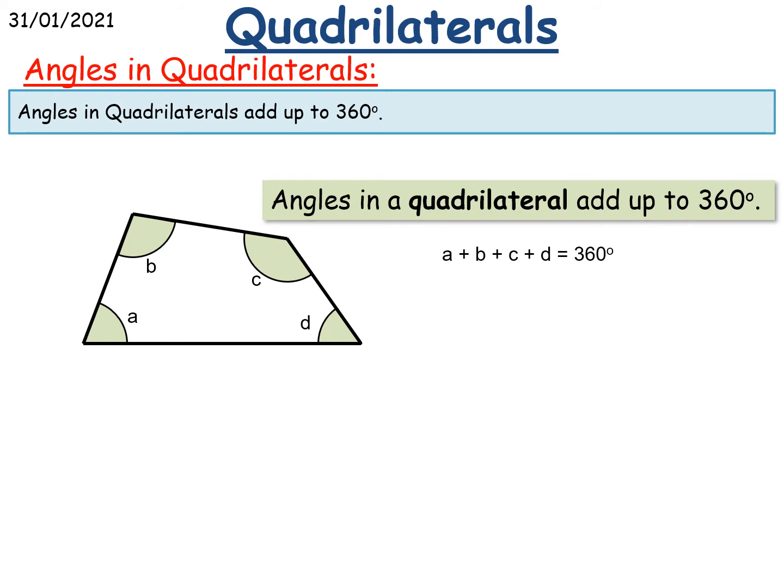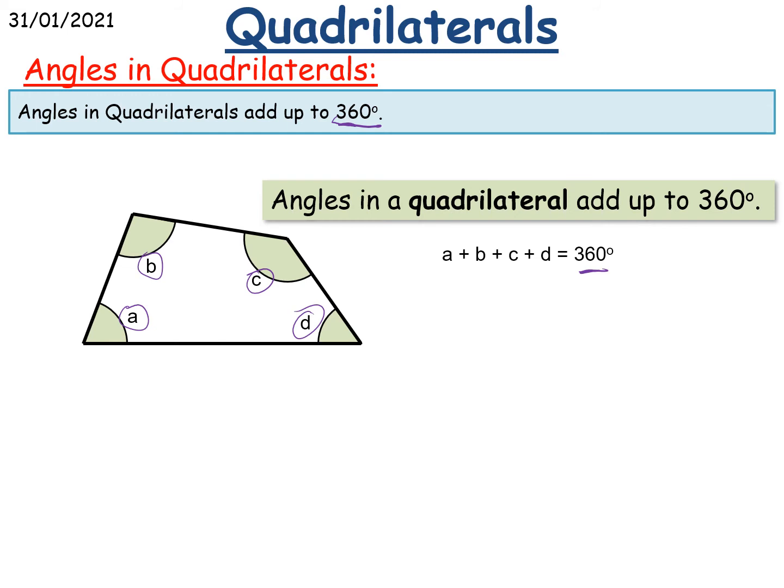Angles in quadrilaterals add up to 360 degrees. So that means if you have A plus B plus C plus D, adding up all four angles, they add up to 360 degrees. This is a fact that you need to take note of. Angles in a quadrilateral add up to 360 degrees. We're going to use this information now to answer some questions.